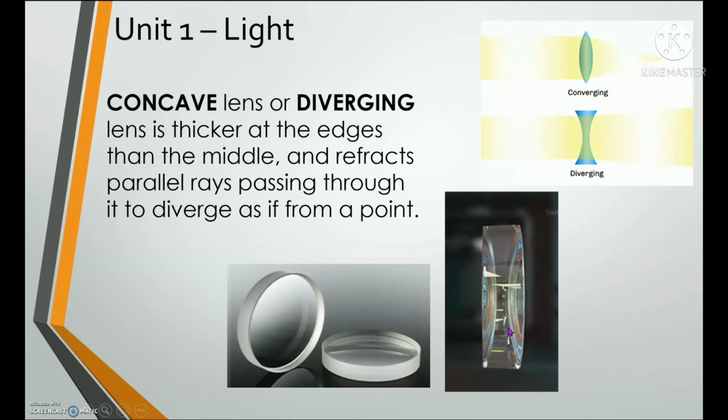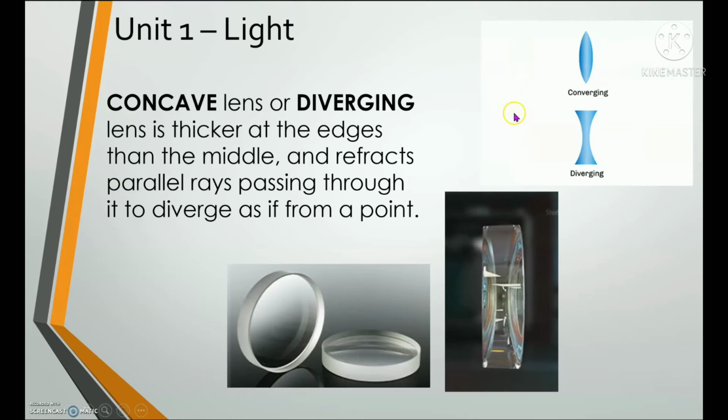This is what a concave lens looks like. It says that the edges of a concave lens are thicker than the middle. The middle is thinner, but the edge of a concave lens is thicker, as we can see in this picture. And it says it refracts parallel rays passing through it to diverge as if from a point.